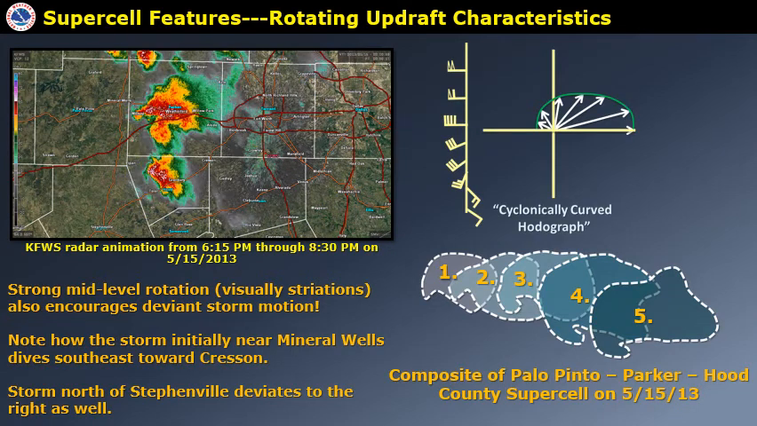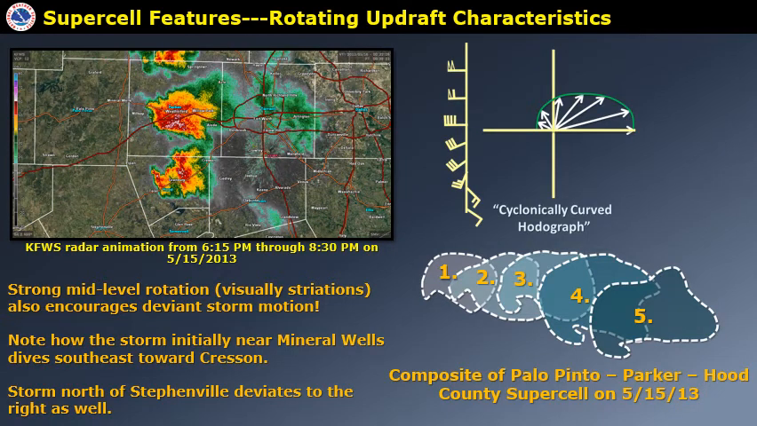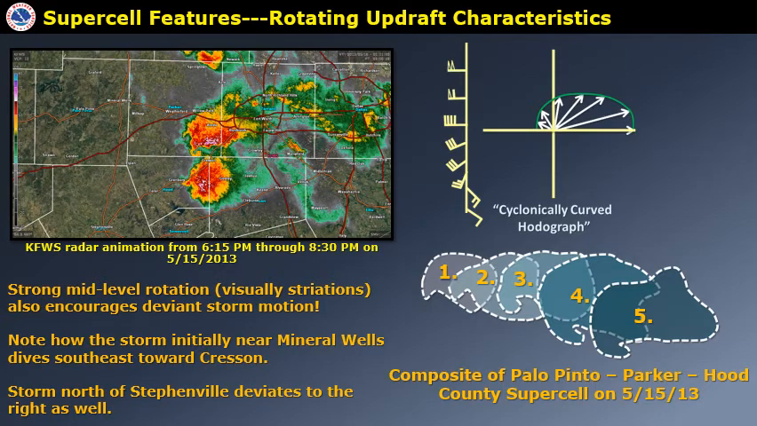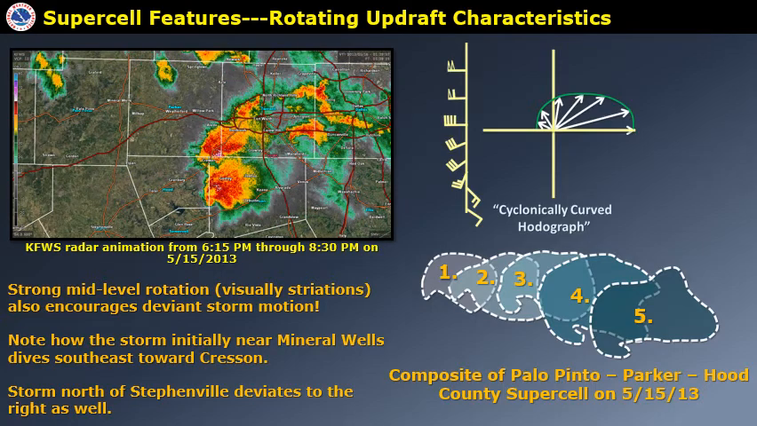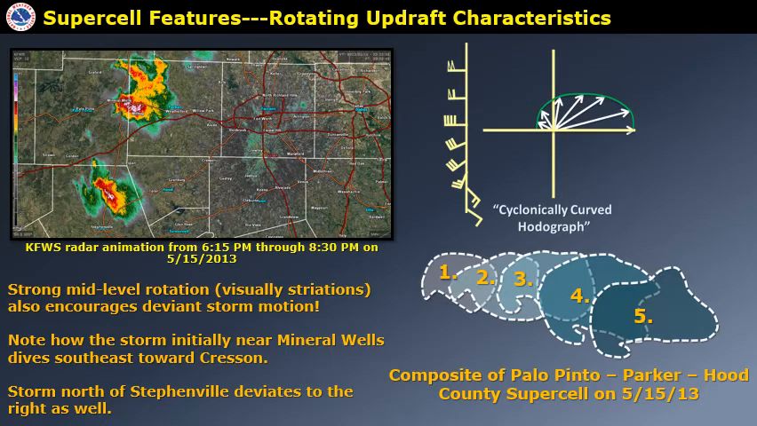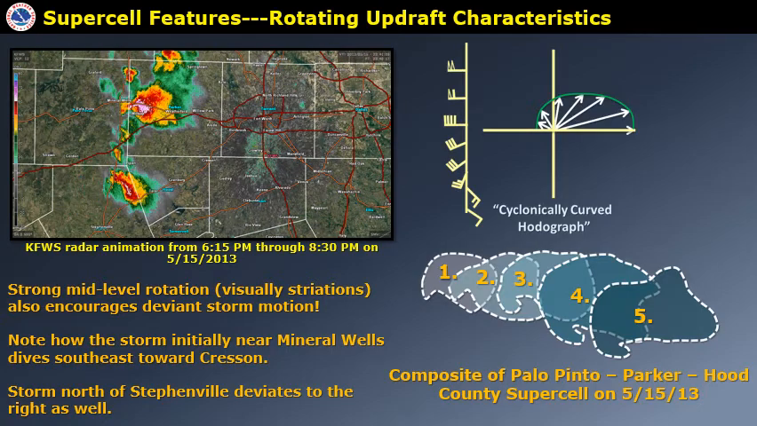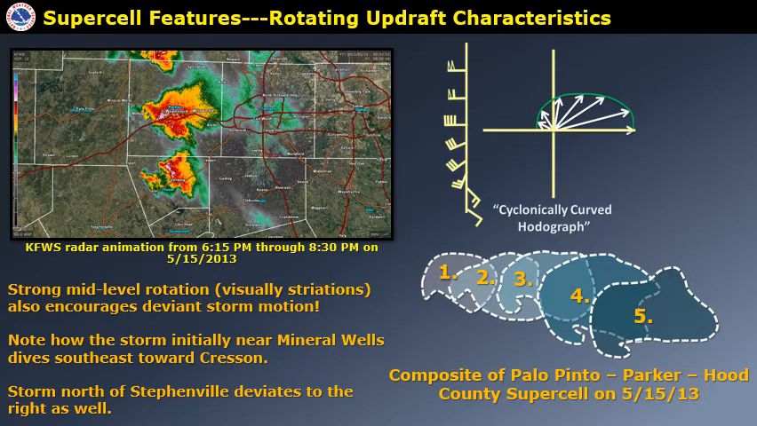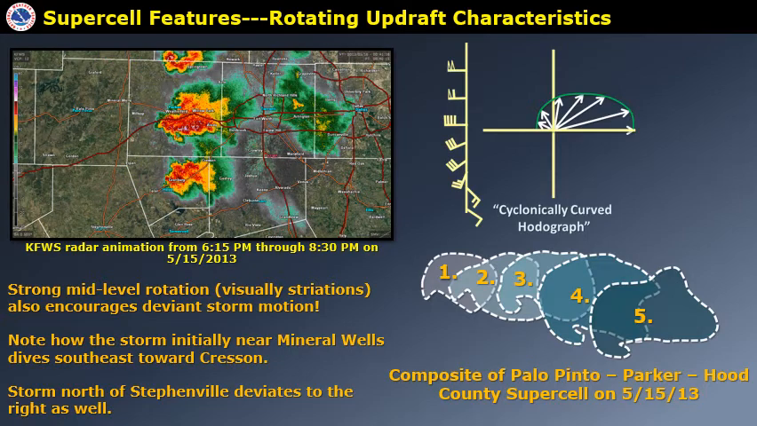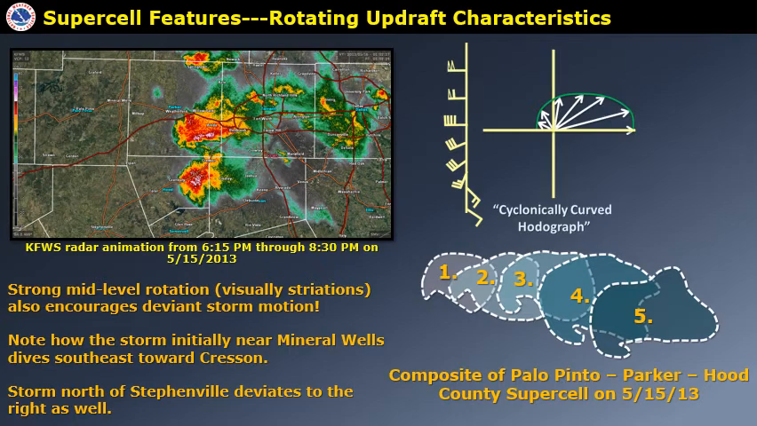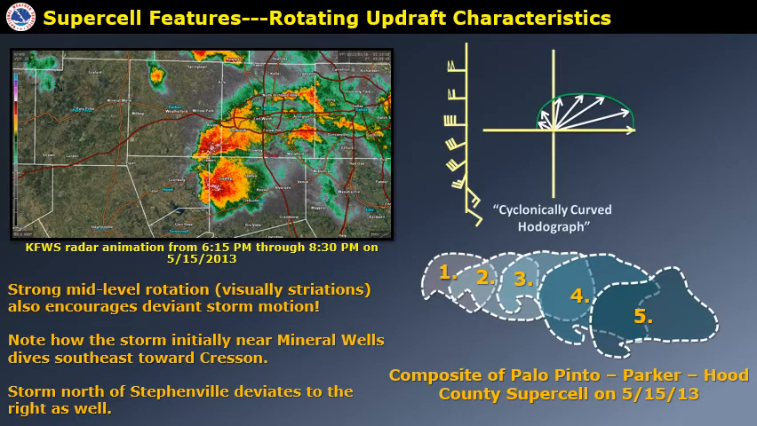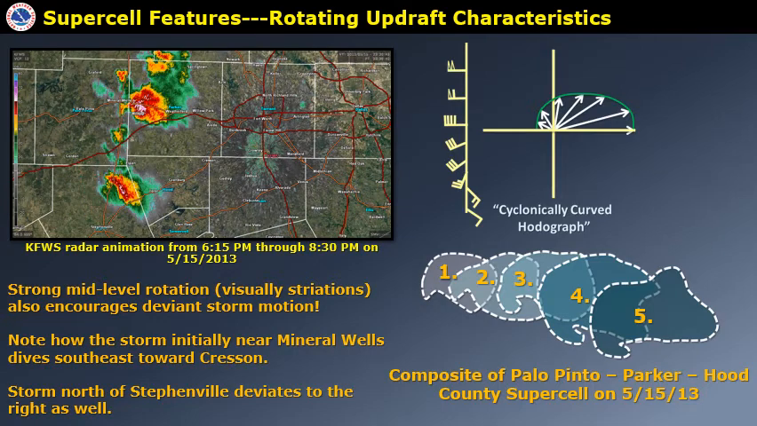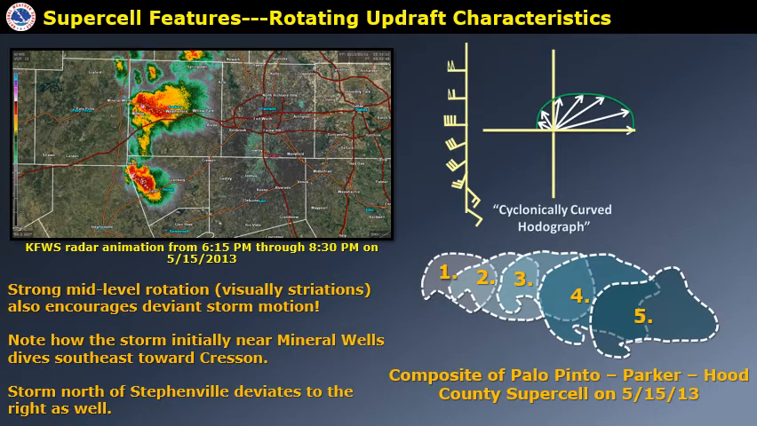The right mover in straight hodograph environments will have the potential to produce large hail and will have the greater damaging wind, flash flood, and tornado threats. And as highlighted here, when dealing with an environment that is cyclonically curved, or it exhibits a cyclonically curved hodograph, typically the right mover will be favored, and this right mover can and does deviate oftentimes to the south and southeast.